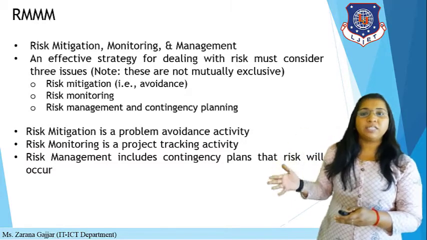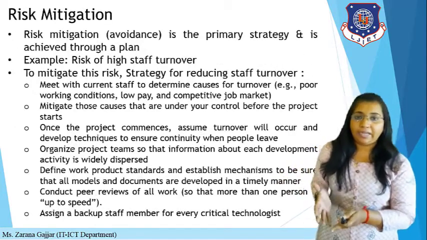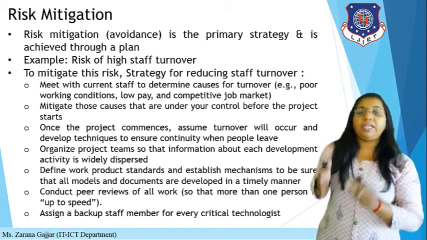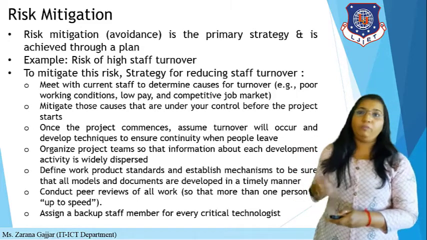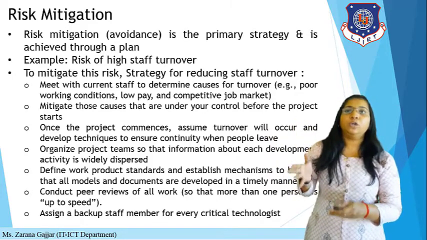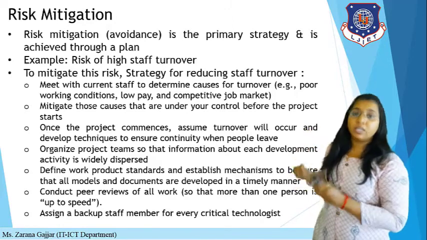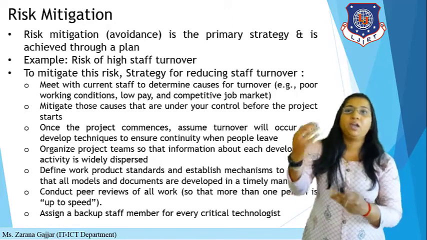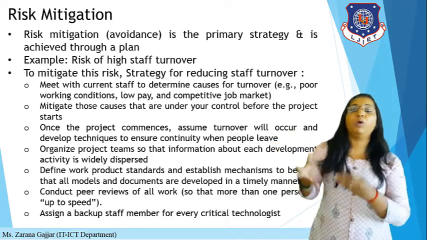Okay, so let's understand each issue in brief. Risk mitigation means avoidance. It is a primary strategy and is achieved through a plan. For example, the risk of high staff turnover. To mitigate this particular risk, you need a strategy for reducing staff turnover. So meet with the current staff to determine the causes for turnover, for example, poor working conditions.